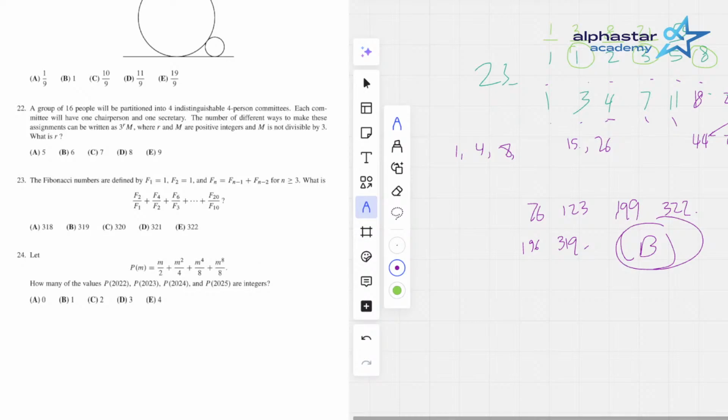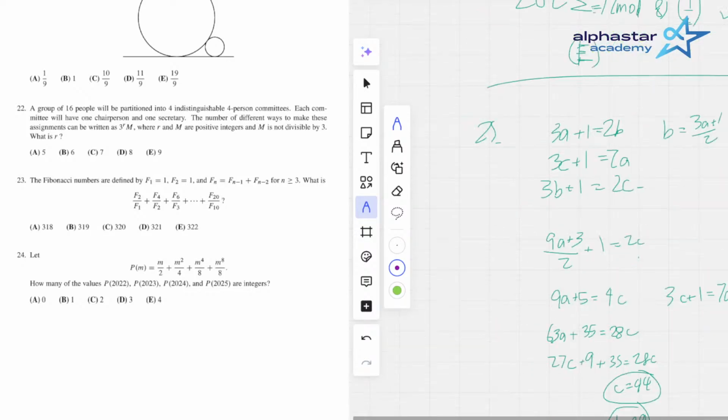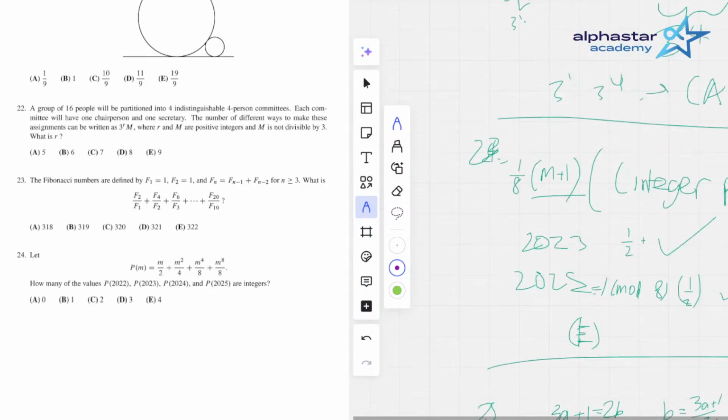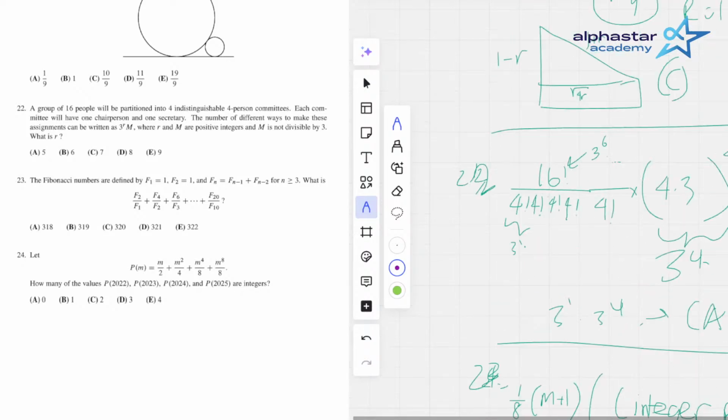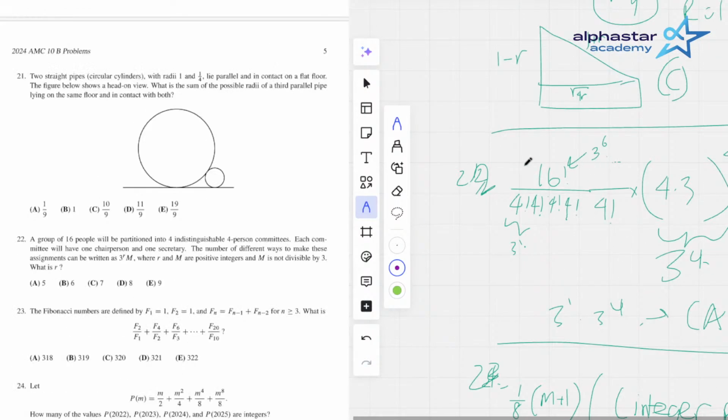Just double check. 1, 3, 4, 7, 11, 18, 19, 7, 6, 3, 9, 2. Okay, yeah, and it ends in 9, so I think I'm pretty confident about that one. Alright, 15 minutes left. Time to build stuff, time to check stuff. Okay, I'm gonna figure out what's happening with number 22, or 21.